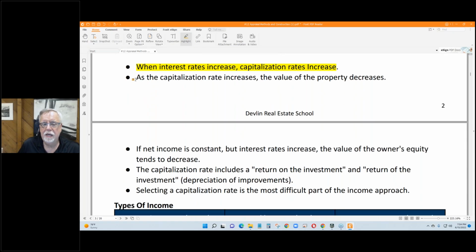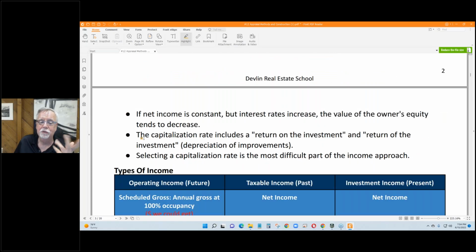As the capitalization rate increases, the value goes down. And that's because the income isn't going up. As cap rates go up, the demand of investors is going up, but the income isn't going up. Therefore, the value is less. In fact, there is a question on the real estate exam: if net income is constant, but interest rates increase, the value of the equity goes down. That's because if interest rates go up, cap rates go up. And if cap rates go up, but the income isn't going up, the value is going down.